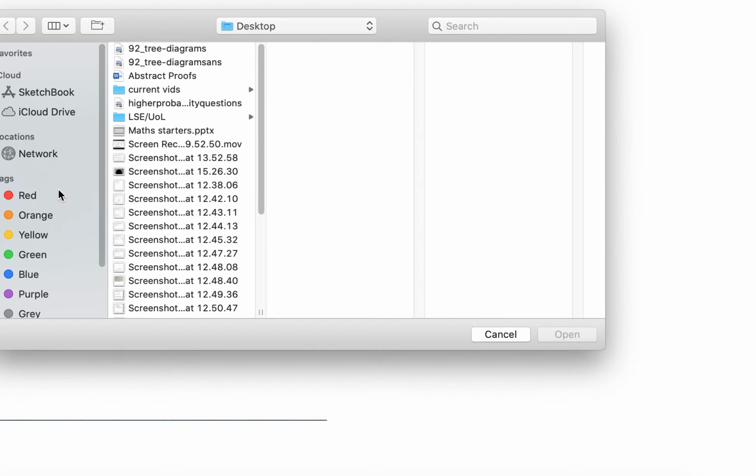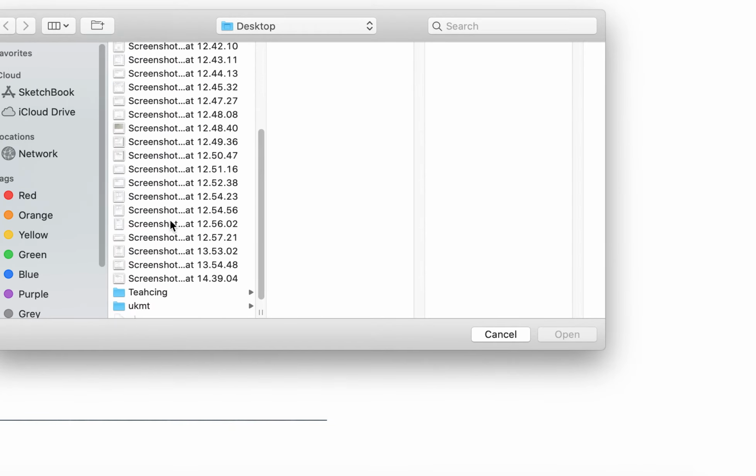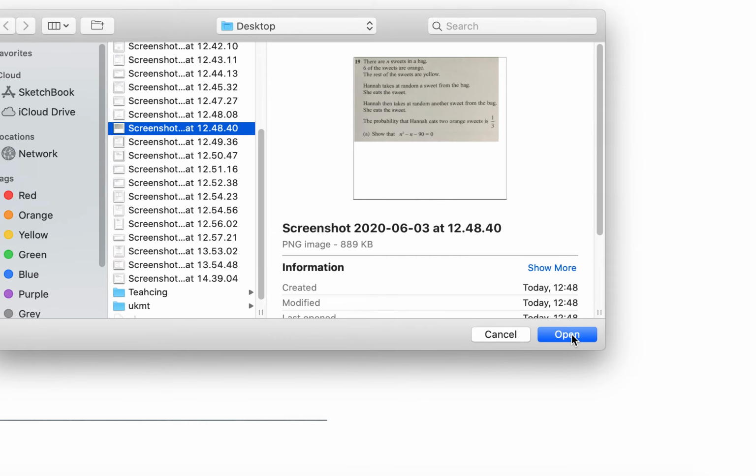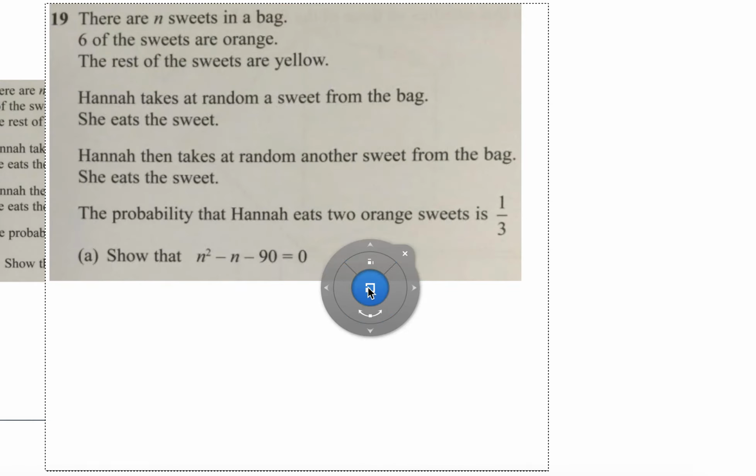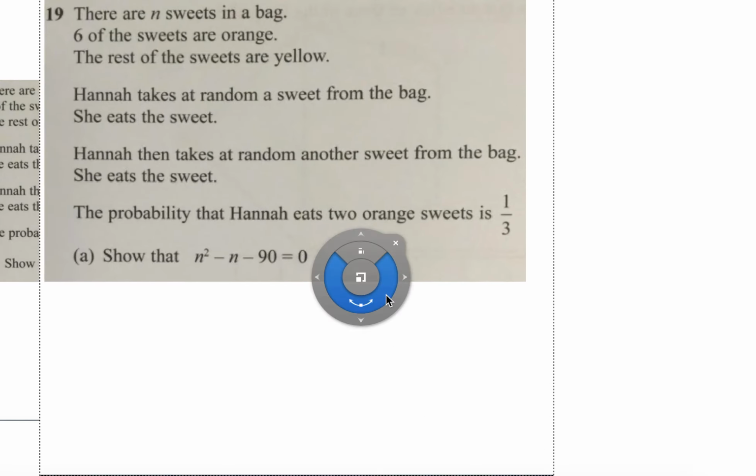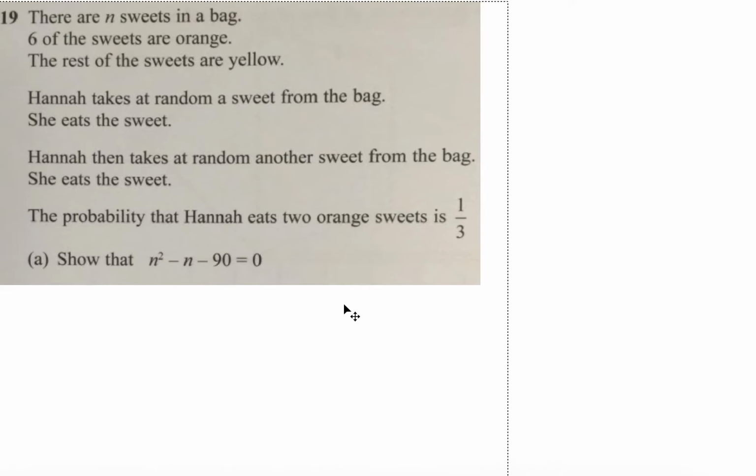Okay, so let's sort this out. Sorry for this. This is Hannah's Sweets. It's off the page a little bit. There we go.